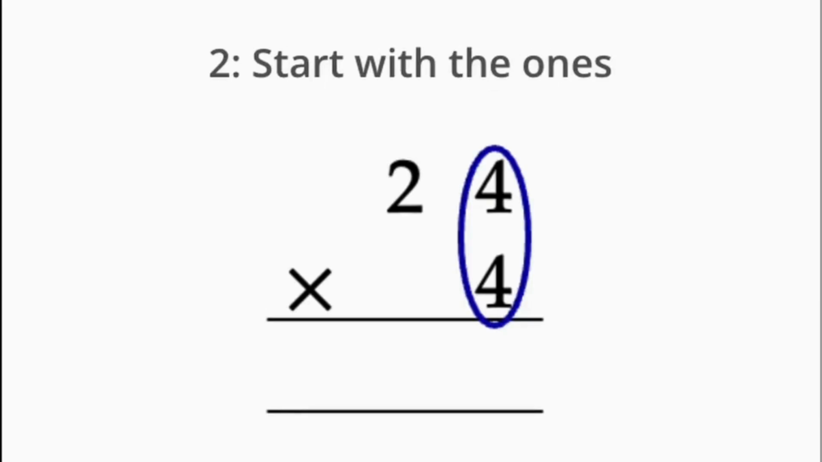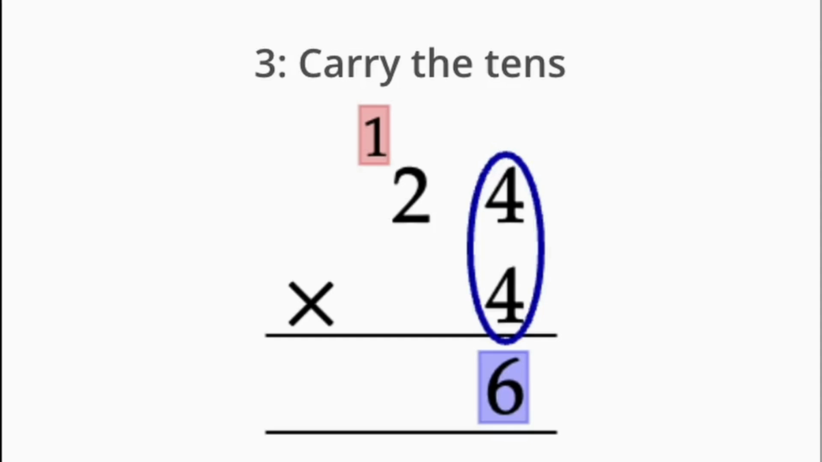The second step is to, like always, start with the ones. You do 4 times 4 gives you 16. Third, like in addition, where you have multiple digits, you put the ones in the answer line and you add the tens to the next column along. You do exactly the same here. So 4 times 4 is 16. The 6 from the ones column goes underneath in the answer line, and the 1 from the tens column, you carry it over to the next column along.